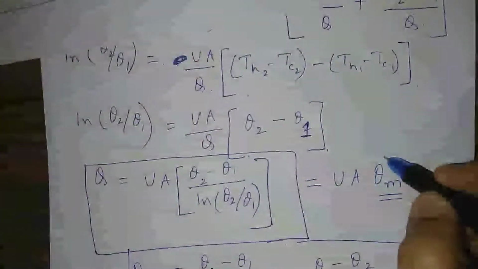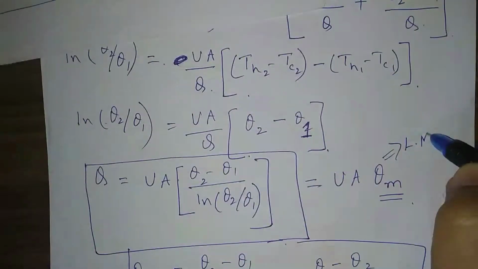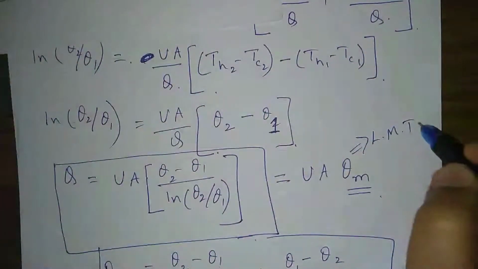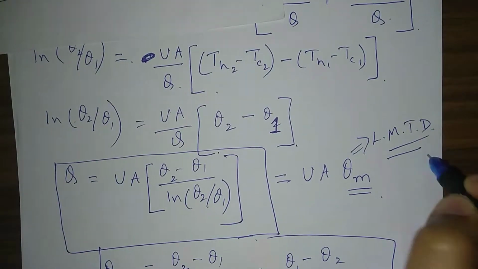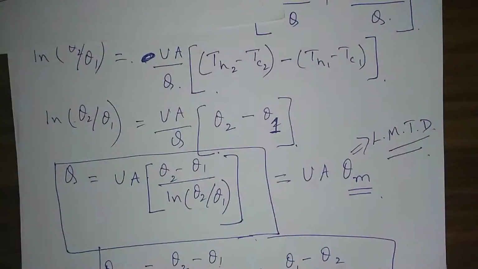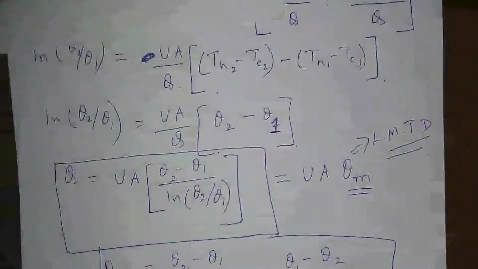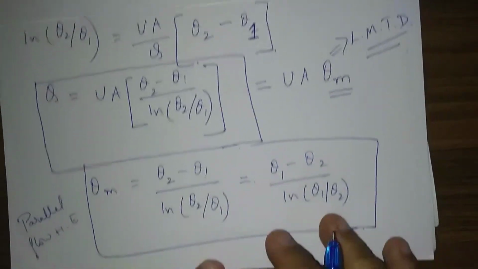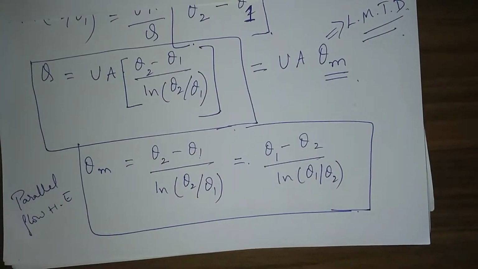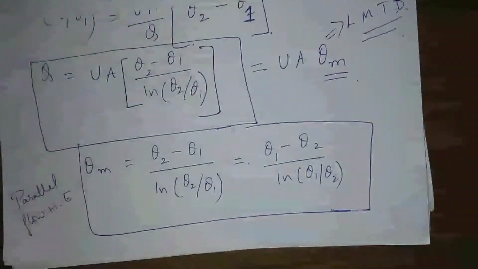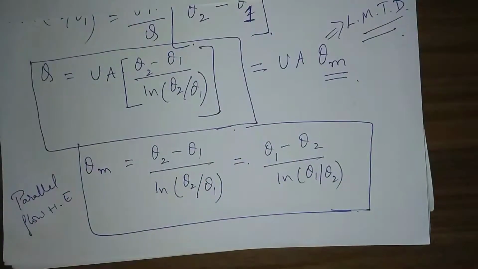I hope you have understood. This theta m is what is called the logarithmic mean temperature difference. Please don't forget this. This is very important as far as LMTD for parallel flow is concerned. This is the mean temperature difference that we need in order to calculate the rate of heat flow in a given heat exchanger.